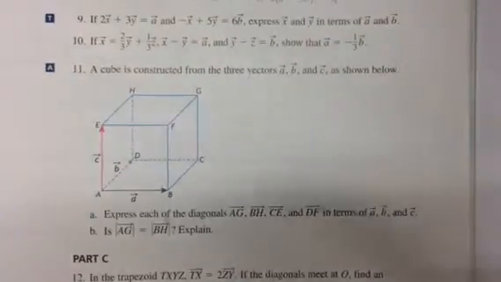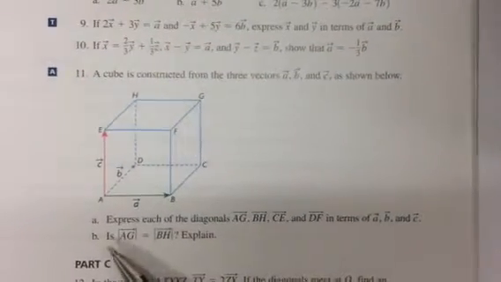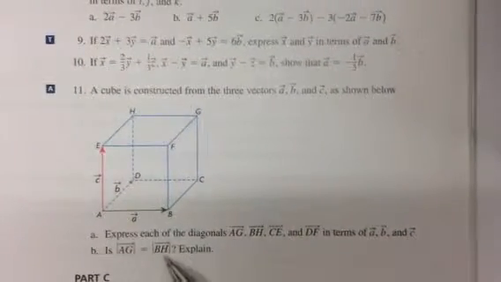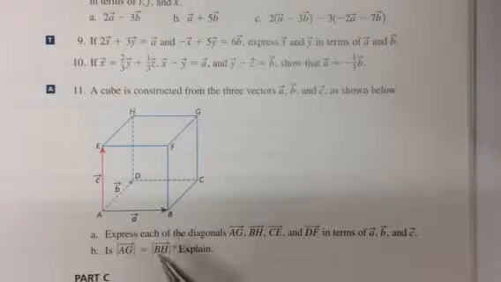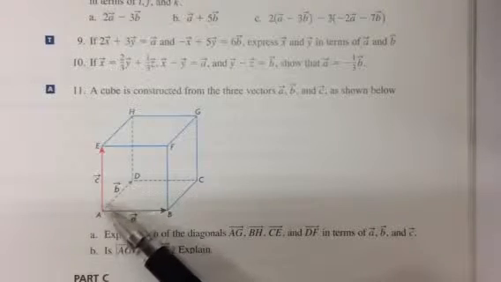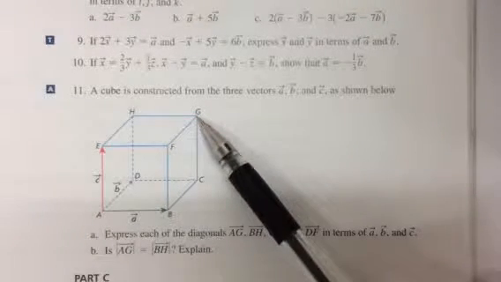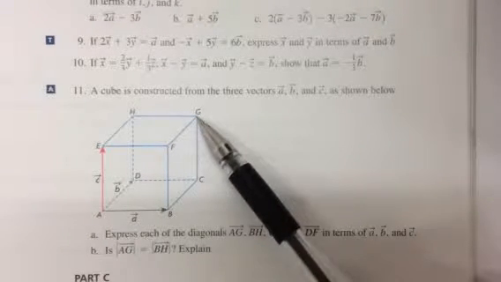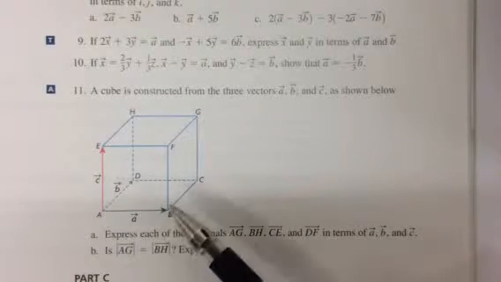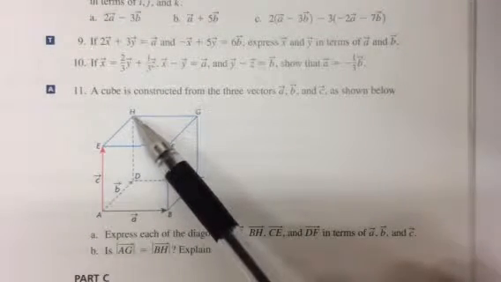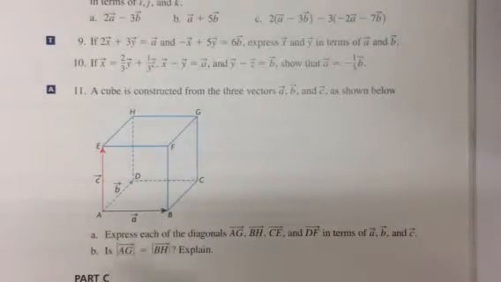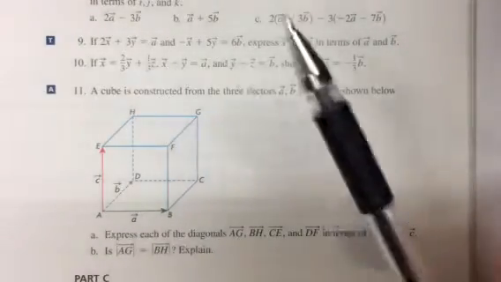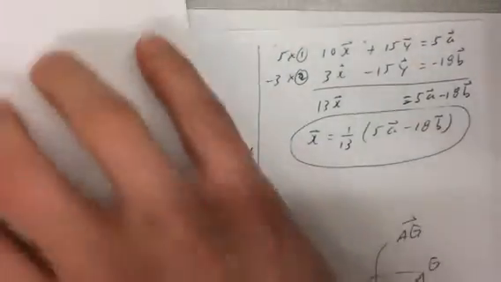In part B, it asks to show that AG equals BH and explain. So really, AG equals BH. AG is a diagonal from point A to the opposite vertex in the cube. And BH is a diagonal from B to the opposite vertex in the cube from B, which is there. They will cross each other, and they want you to show that they're the same length. Okay? So here's how I've done it.